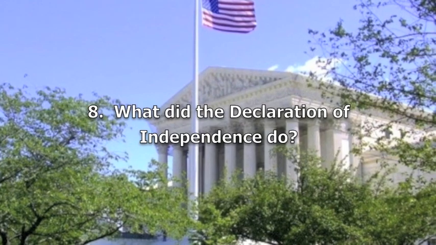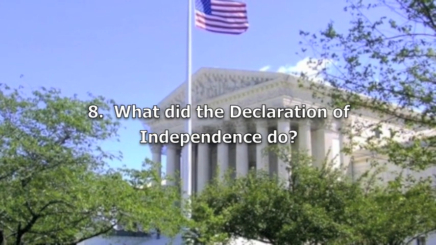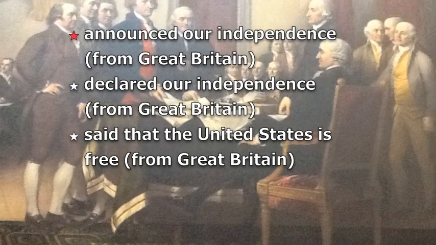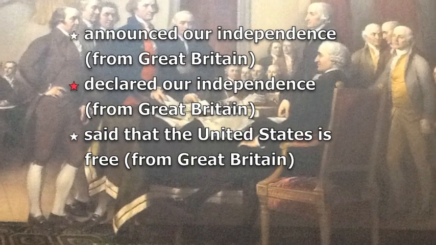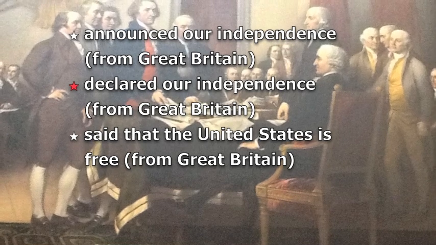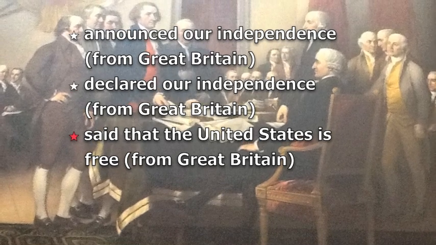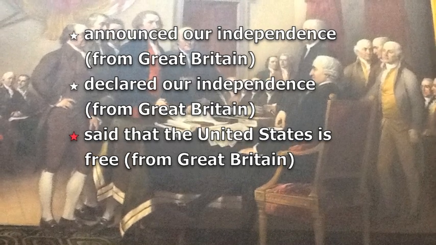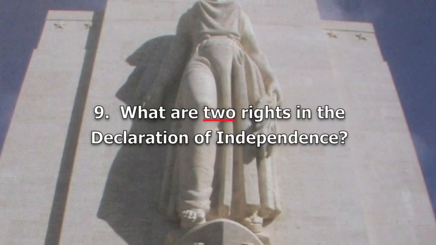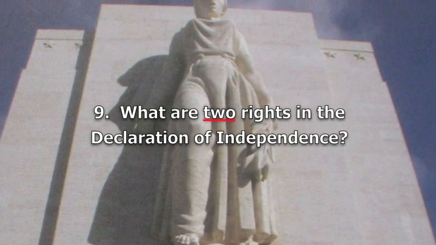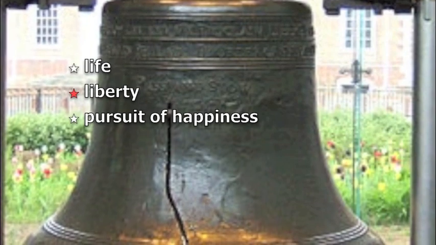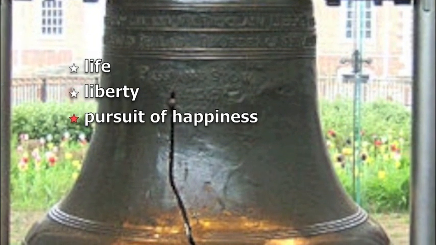What did the Declaration of Independence do? Announce our independence from Great Britain. Declared our independence from Great Britain. Said that the United States is free from Great Britain. What are 2 rights in the Declaration of Independence? Life. Liberty. Pursuit of happiness.